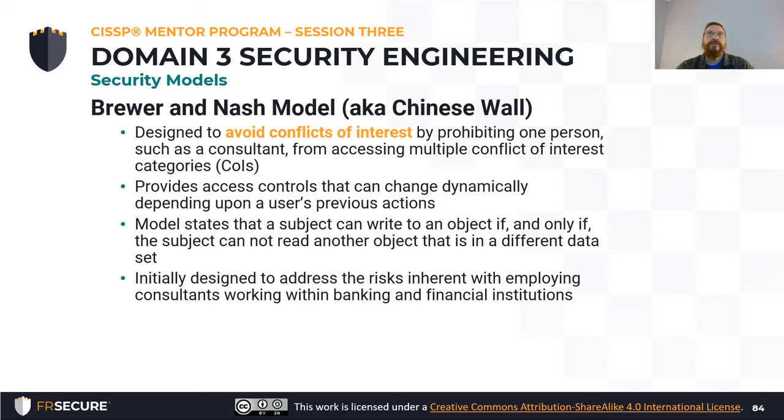Brewer-Nash, Chinese Wall. We are making sure that users cannot access multiple conflict of interest categories. So Brewer-Nash, Chinese Wall, conflict of interest. We're trying to prevent that.